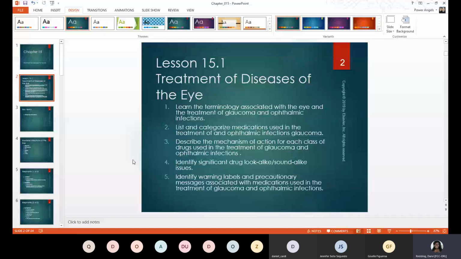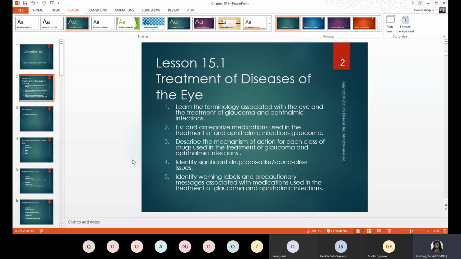You should also be able to list and categorize medications that are used in the treatment of ophthalmic infections and glaucoma. You should be able to describe the mechanism of action for each class of drugs that's used in the treatment of glaucoma and ophthalmic infections. And you should also be able to identify some significant drug look-alike, sound-alike issues, because there are some medications that look similar, but they do two totally different things. So we're going to go over that in this presentation.